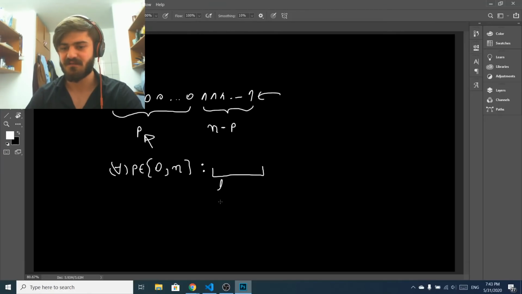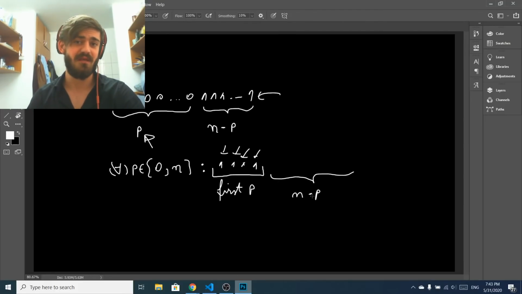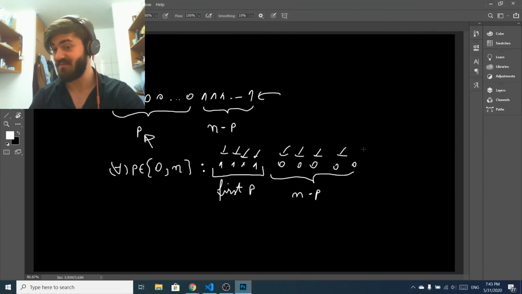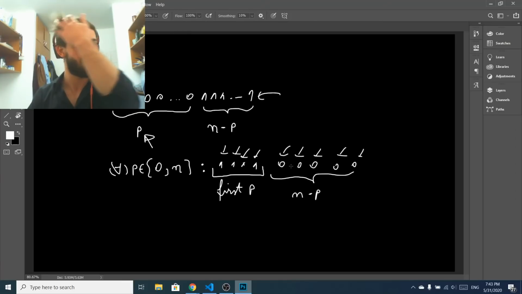Among the first P characters, how many 1s do we have? Because the 1s from the first P characters are going to be flipped, and then among the last n minus P characters, how many zeros will we have, right? Because these zeros need to be flipped in order to become 1. So basically you need how many 1s from a prefix plus how many zeros from a suffix.